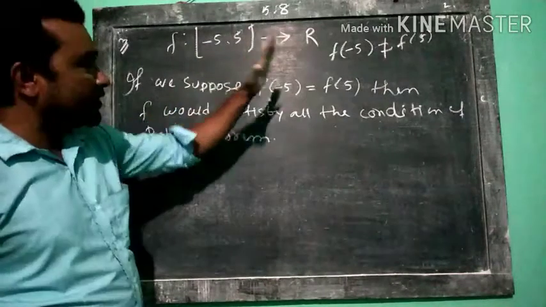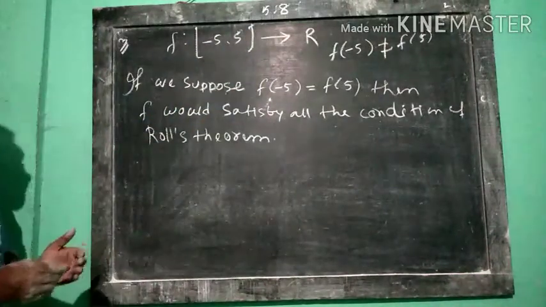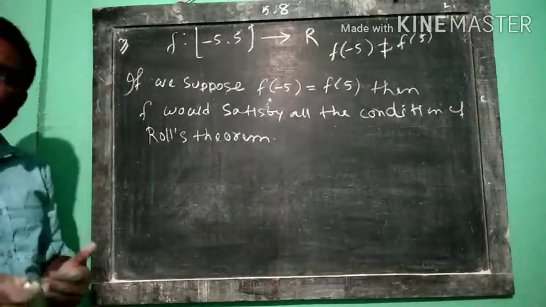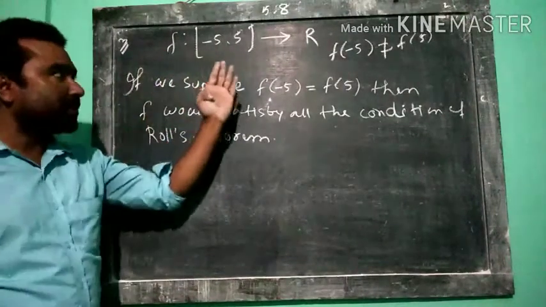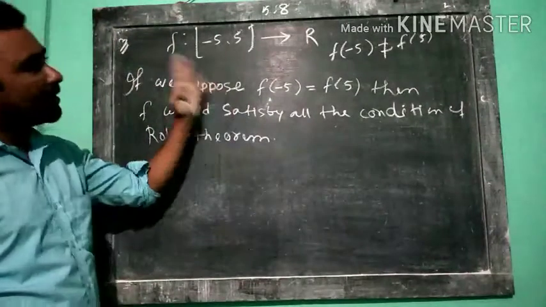Since it is given that this function is differentiable, and we know every differentiable function is always continuous, so it must be a continuous function.